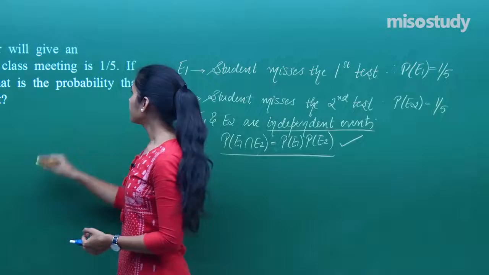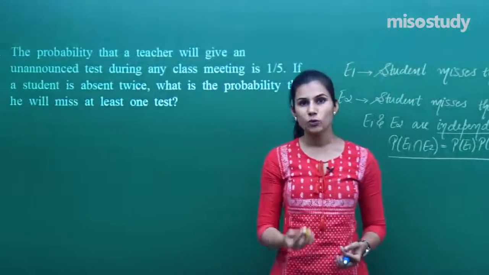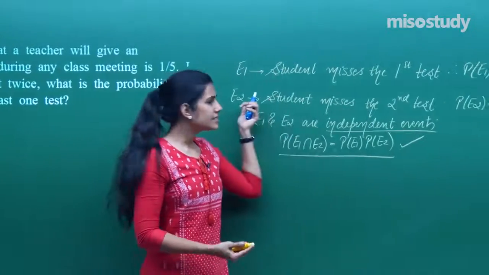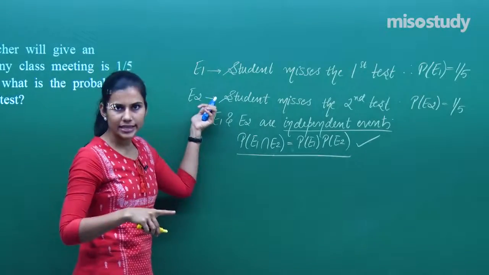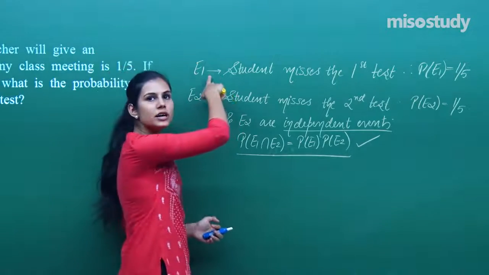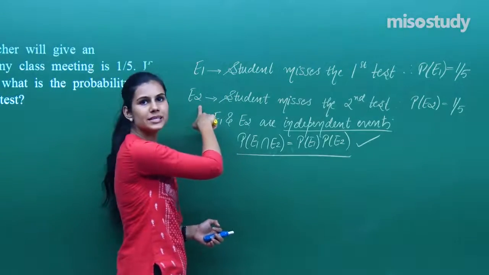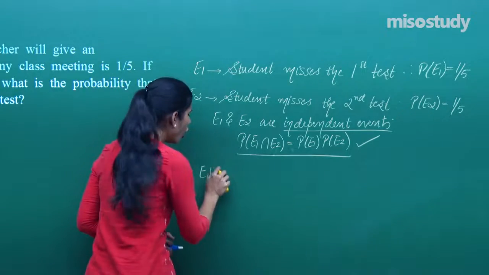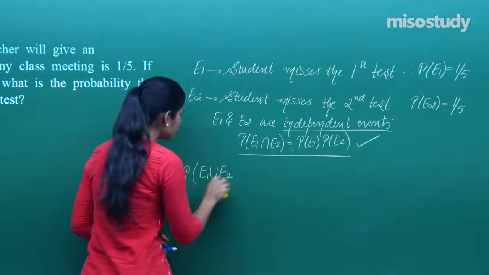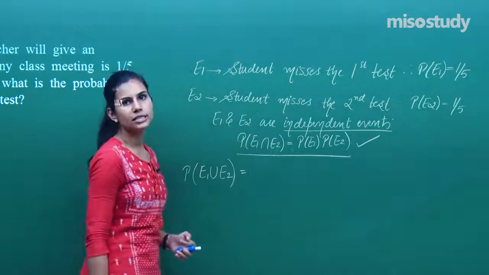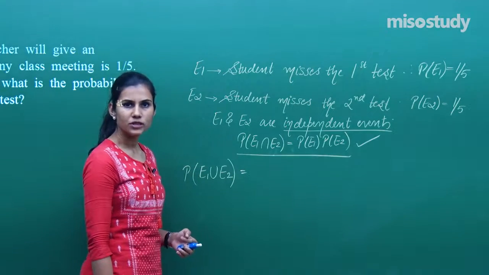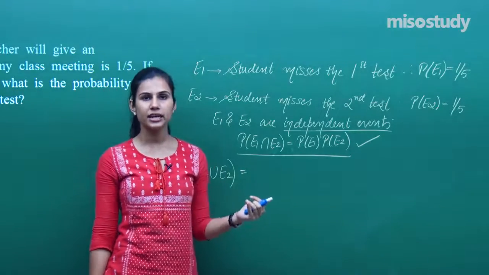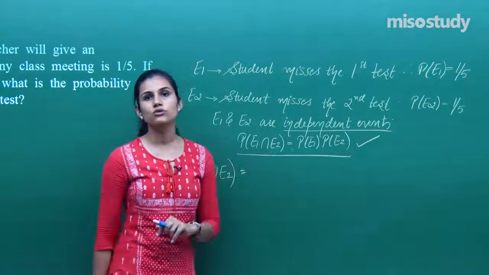I am being asked what is the probability that he will miss at least one test. He is missing the first test is event E1, he is missing the second test is event E2, so he will miss at least one test means he will either miss the first test or he misses the second test. So either E1 occurs or E2 occurs is the event whose probability needs to be computed, that is being asked in the question. So you need to correctly decode what is that event whose probability the question is indirectly or in statement form asking you to compute.